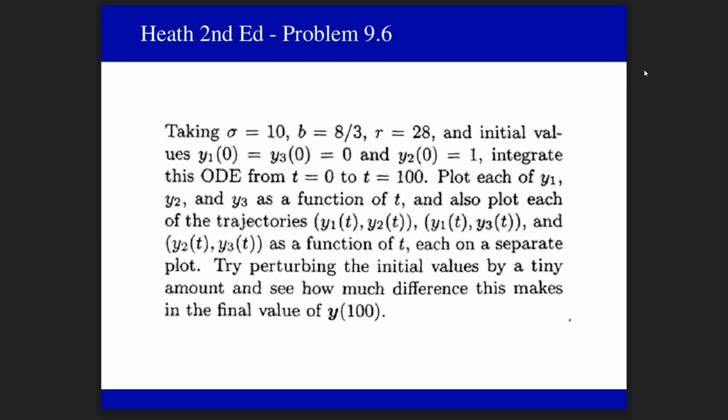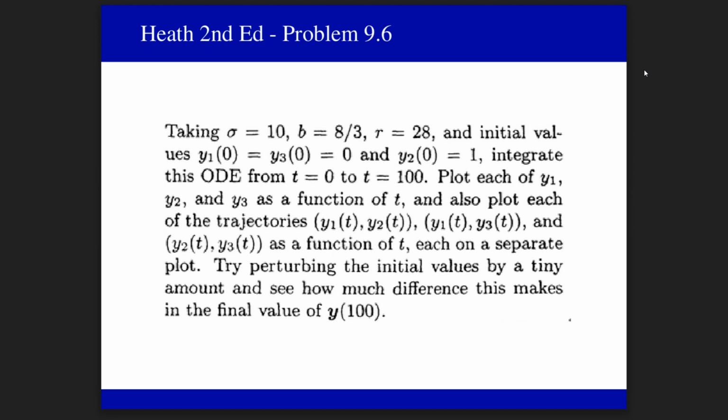In continuation, we're going to take sigma with a value of 10, beta with a value of 8 over 3 or 2.667, and a rho value of 28. We also have the initial values: y1 of 0 and y3 of 0 are equal to 0, and y2 of 0 is equal to 1.